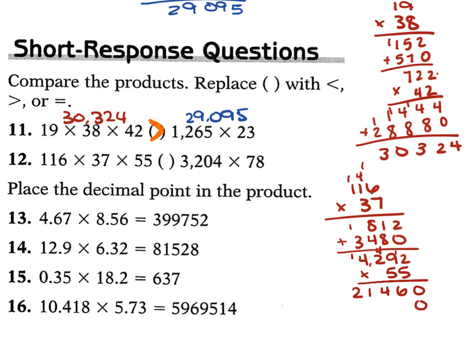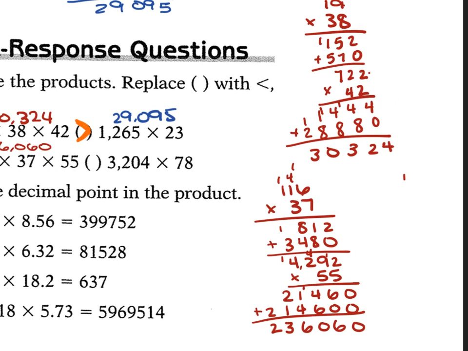Add the 0, multiply again. 5 times 2 is 10, 6, 4, 1, 2. We're adding these, so 0, 6, 10, carry the 1, 5, 6, 3, 2. So this is 236,060. For the 3204 times 78, 8 times 4 is 32.